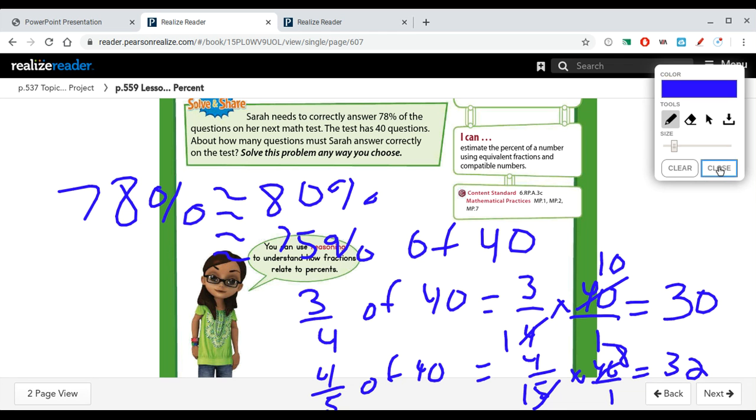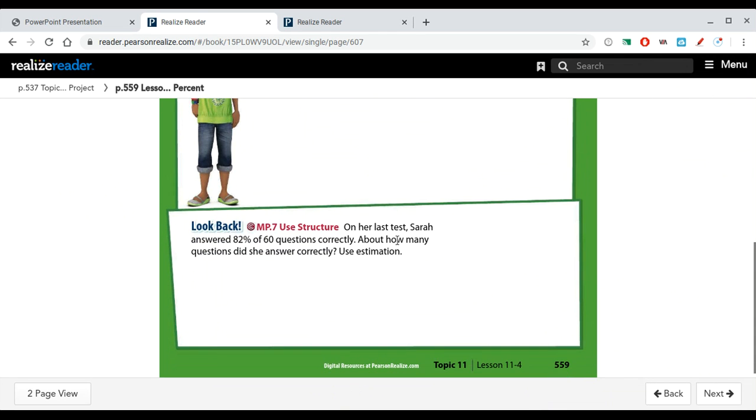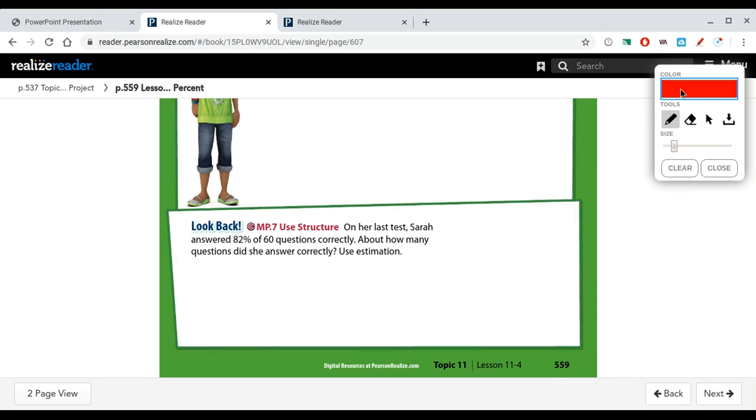Okay, so let's go ahead and take a look at the look back. On her last test, Sarah answered 82% of 60 questions correctly. About how many questions did she answer correctly? So again, same thing. I'm going to take 82% and make that 80%, which we just talked about was being 4/5. So I went ahead and found that reduced fraction. So I'm going to do 4/5 times 60 because it's 4/5 of 60.